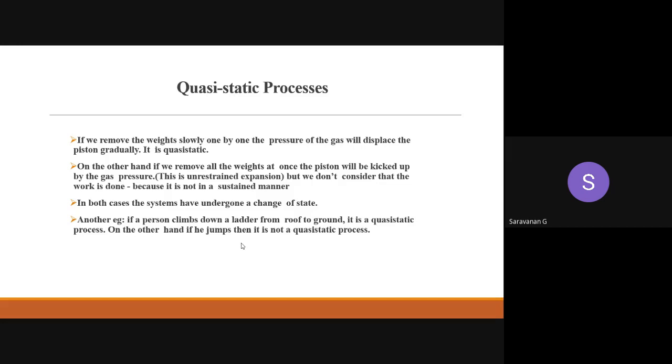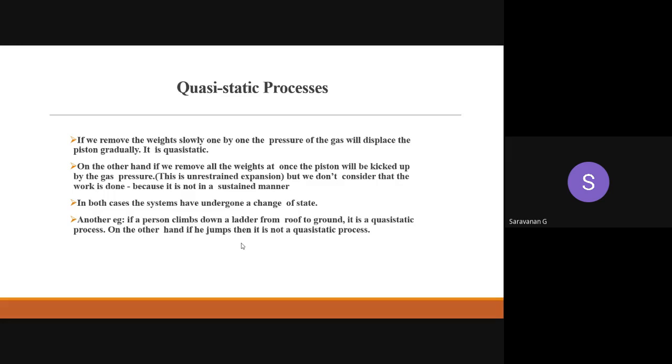Another example: if a person climbs down a ladder from the roof to the ground, it is a quasi-static process. On the other hand, if he jumps, then it is not a quasi-static process. Ladder means we have step by step, one by one, from the roof to the ground. Slowly he comes down. That is infinitesimal slowness. That kind of process is called a QS process.